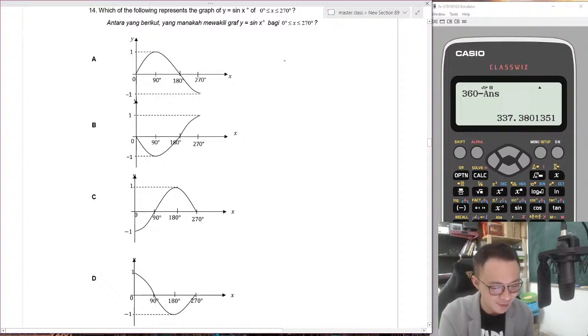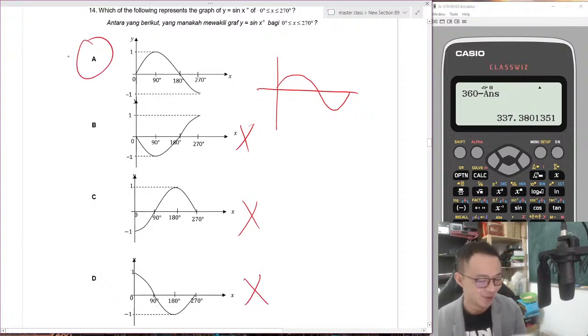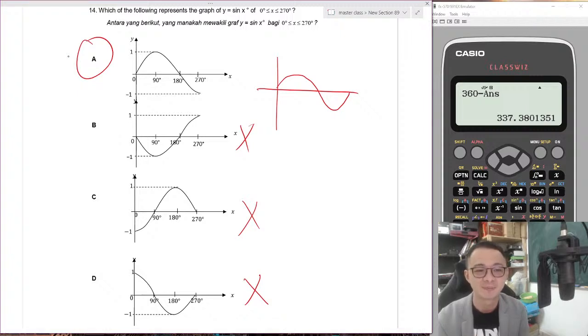You're most welcome. So y equals sine x. Okay, the sine x graph is quite straightforward. It's like this, isn't it? So this one I confirm is wrong. This one confirm is wrong. This one I confirm is wrong. Then you only have one answer left, which is A. Okay, because sine x is very straightforward.